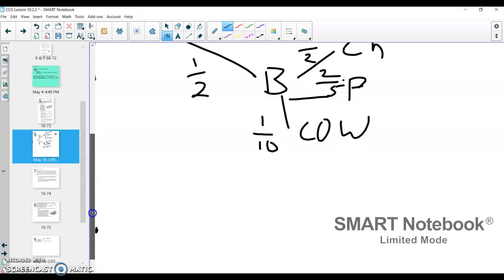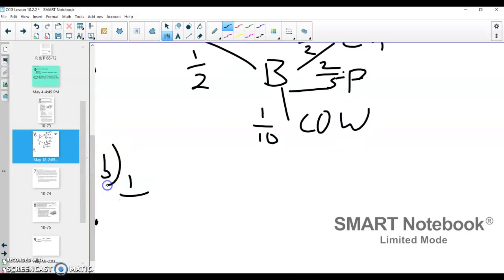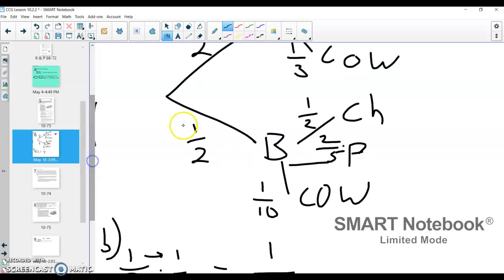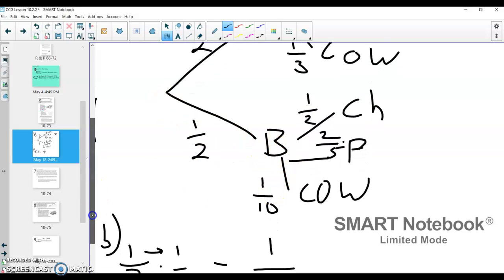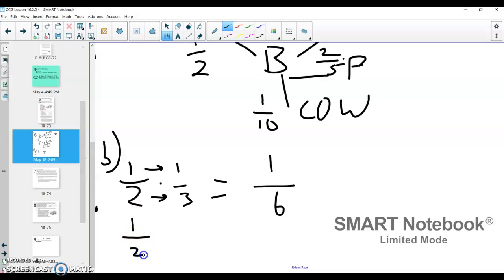So 1/2, this is for part B, sorry. 1/2 times 1/3 is, you multiply on the top, multiply on the bottom, 1/6 for following the red path. And then to follow the blue path, you would have that 1/2 and then the 1/10. So we've got to multiply those two down that path. So 1/2 times 1/10. And sorry, that 10 looks bad. And multiply top, multiply bottom, you get 1/20. And so those are the two chances. That's how you would spin cow. That's the probability for getting cow. But we need to add those two together.